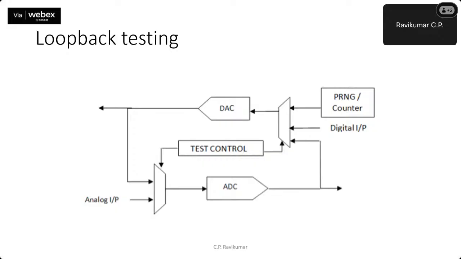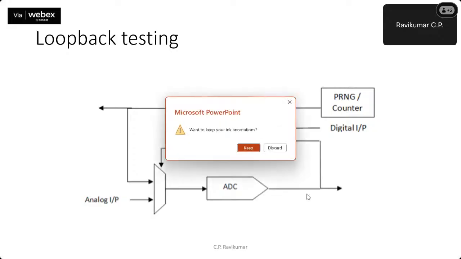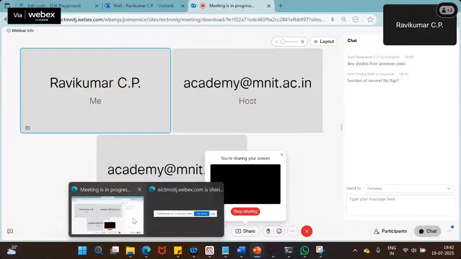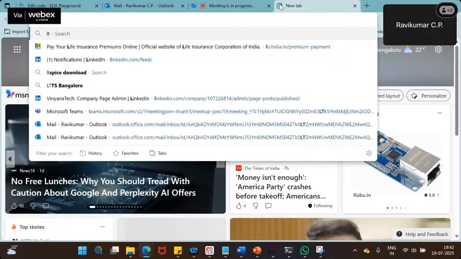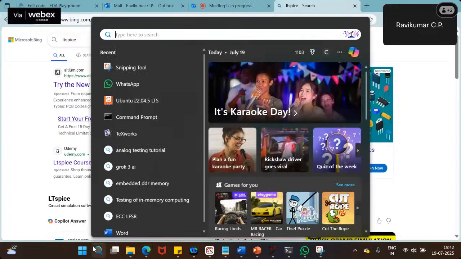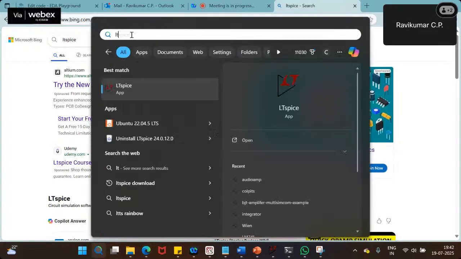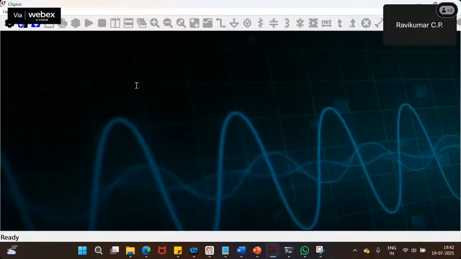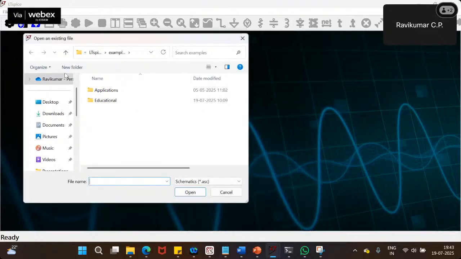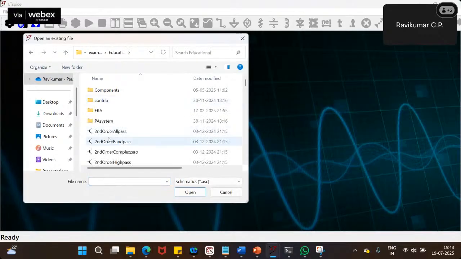So let me maybe quickly show you some. We can go and do some LTspice maybe. You may already have LTspice loaded on your machine, so you can do this when you get time, right? They do provide a lot of examples, right? And let us try one of these.